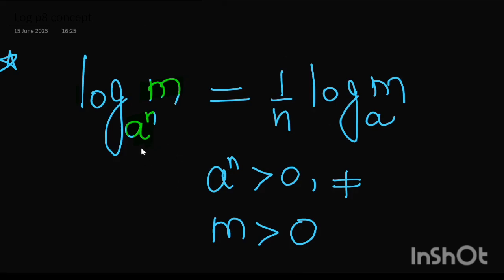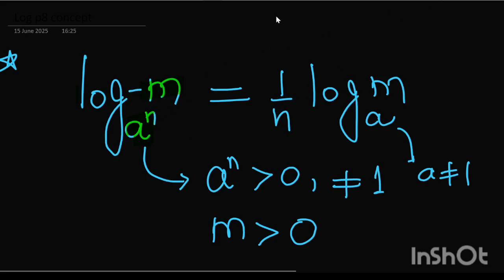So obviously a to the power n, since it is the base, it has to be positive and it should not be equal to 1. So it means a shouldn't be 1. M, since it is in the argument, it should be positive. So m, since it is in the argument, it is positive, guys.